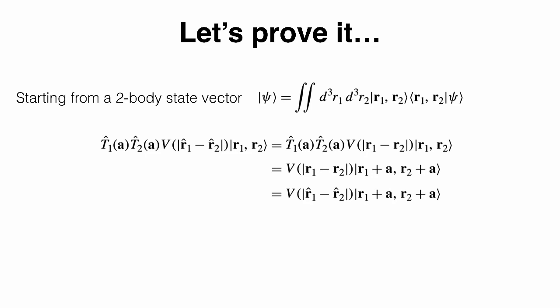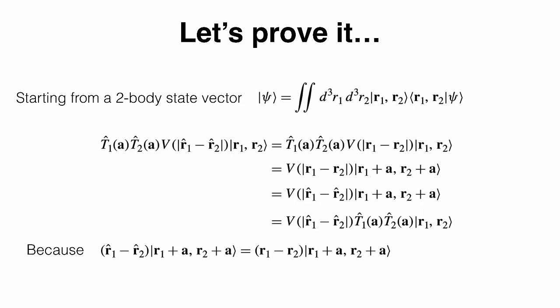This is the most important line in the whole proof, because since the potential only depends on the distance between the two particles, now since we have R1 plus A and R2 plus A, this is equivalent to R1 minus R2, right, since the A would cancel. And of course, that means that we can again reintroduce T1 and T2. So we have just demonstrated that the V operator commutes with T1 times T2.